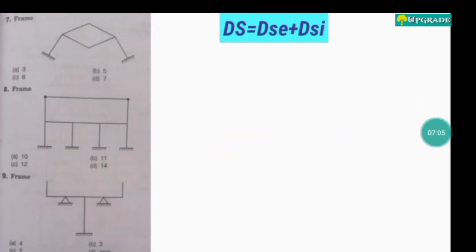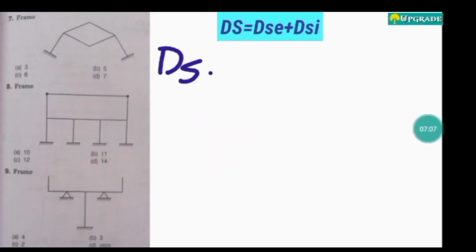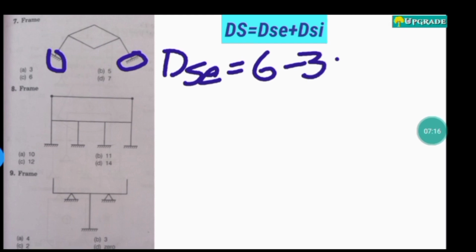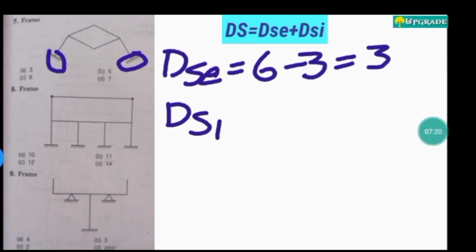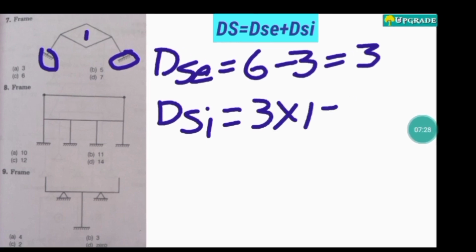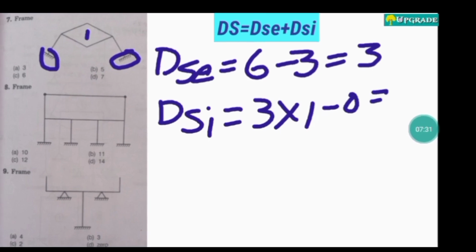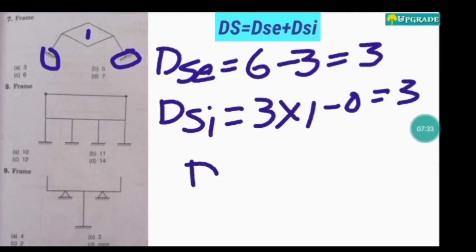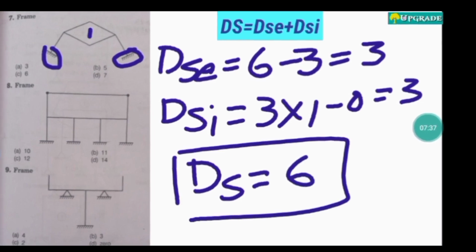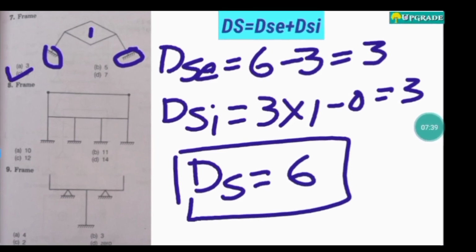So question number 7. So DSC. So this is fixed, 3 reactions, and this is also fixed. Total 6 reactions minus 3. So the answer is 3 and DSI. So 3 into closed loops, only one closed loop. So minus released reactions are 0. Okay. So this is 3. So DS will become, so 3 plus 3, 6. So the answer is 6. So option C is correct.